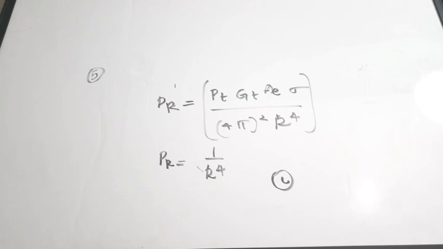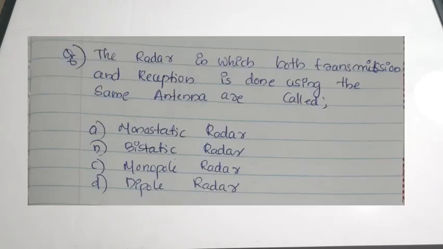Now the sixth question is a theory question. There are various types of radar, right? This question is relating to the type of a radar. The question is: the radar in which both the transmission and reception is done using the same antenna is called dash. A. Monostatic radar, B. Bistatic radar, C. Monopulse radar, D. Dipole radar. Correct answer is option A. If both transmission and reception is done with the same antenna, it is called a monostatic radar.